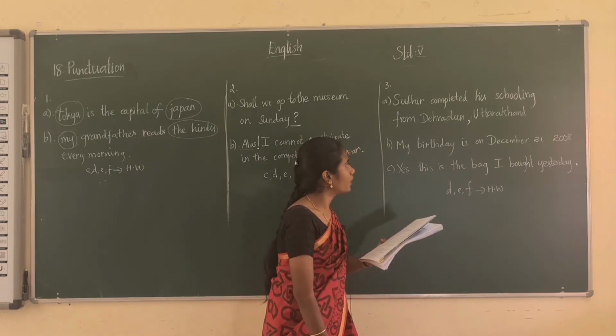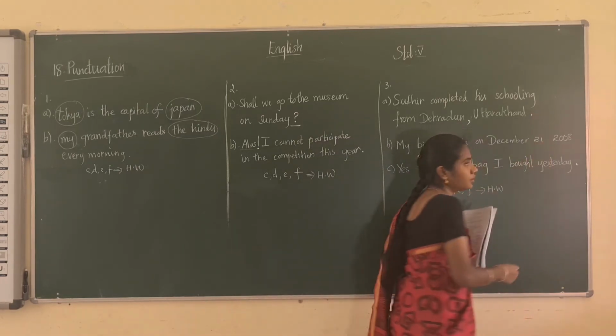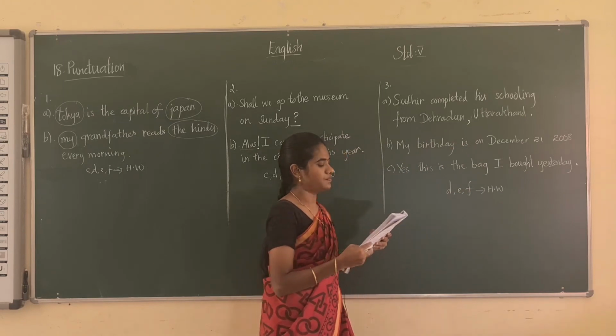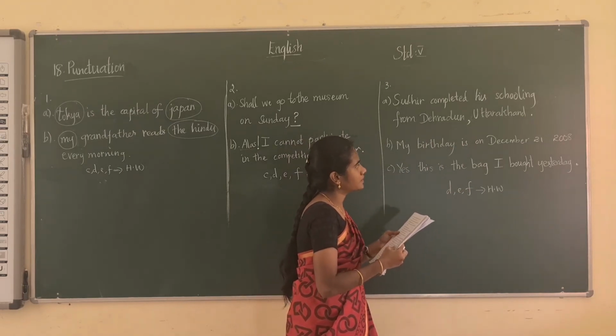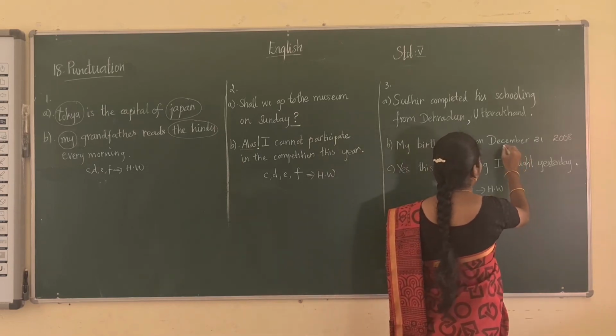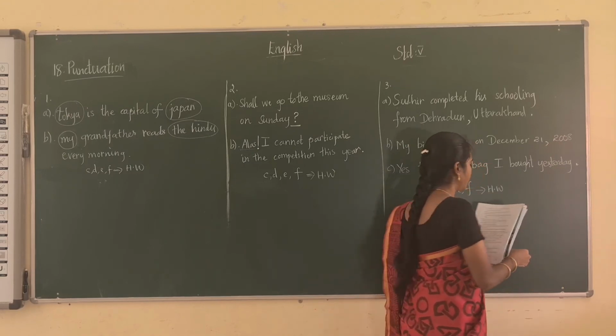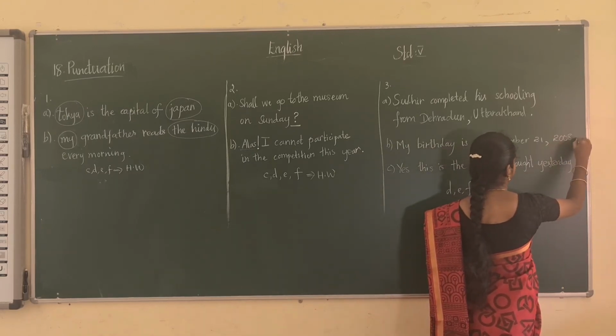Okay. See the next one, and also you have to put the full stop. At the end of the sentence, what you have to do? You have to keep the full stop. See the next one. My birthday is on December 21, 2008. So after December 21 you have to put a comma. Okay. Next, you have to keep the full stop.